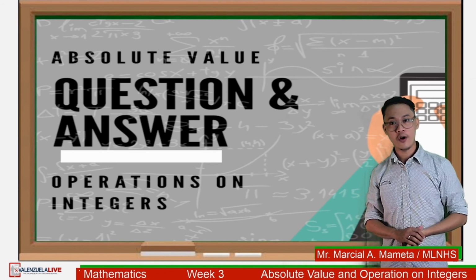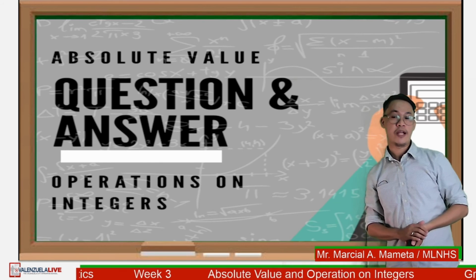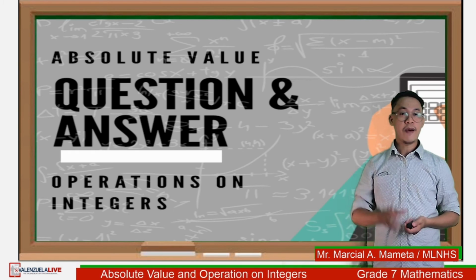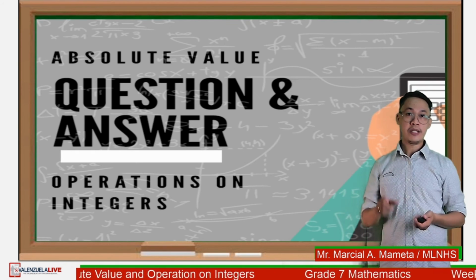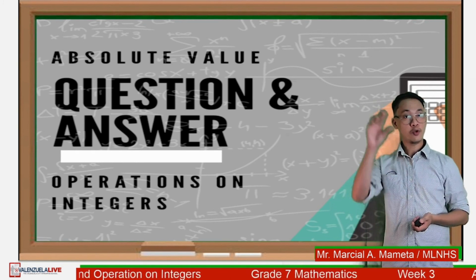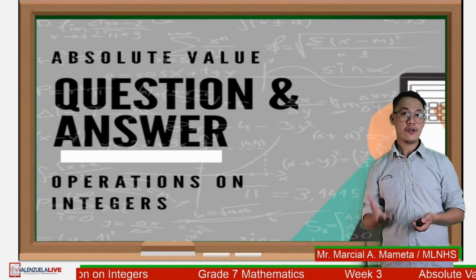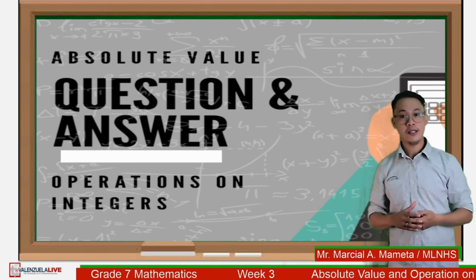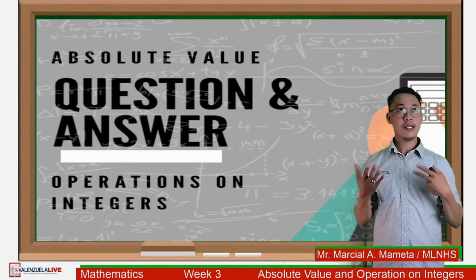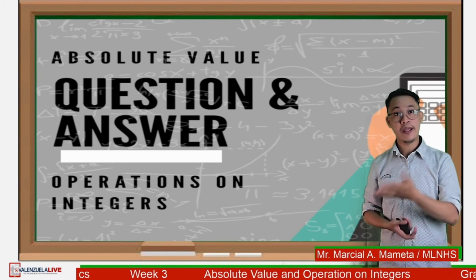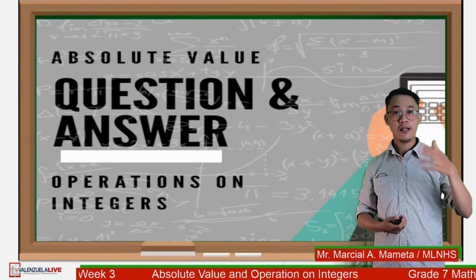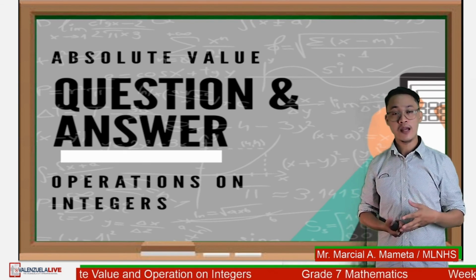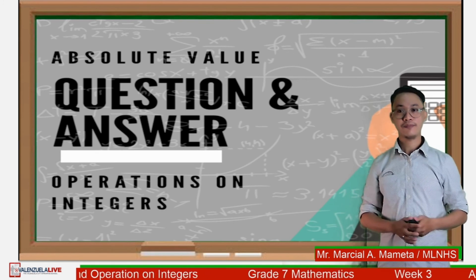Again, multiplying numbers of different signs, the answer is always negative. Sir, how do we know if a quotient of two numbers is positive or negative? When we divide a positive number by a negative, the answer is also negative. When we divide two negative numbers, the answer is positive. When we divide two positive numbers, the answer is positive. The rules are the same as multiplying integers. Dividing the same sign, the answer is always positive. Dividing different signs, the answer is negative.